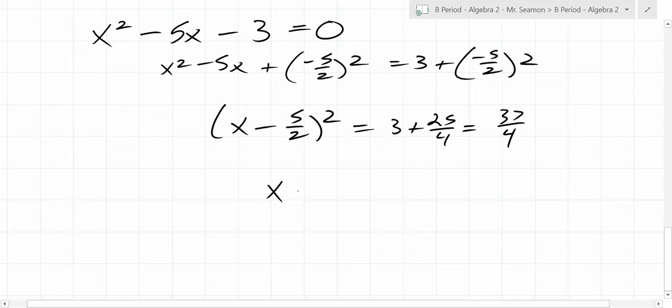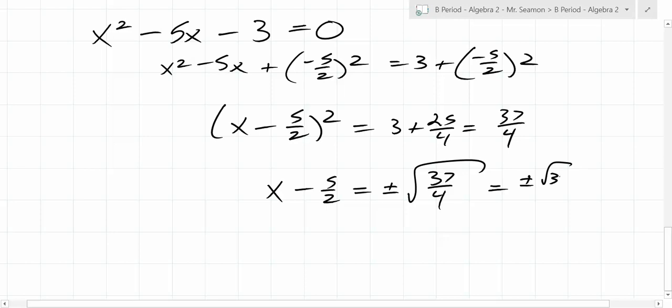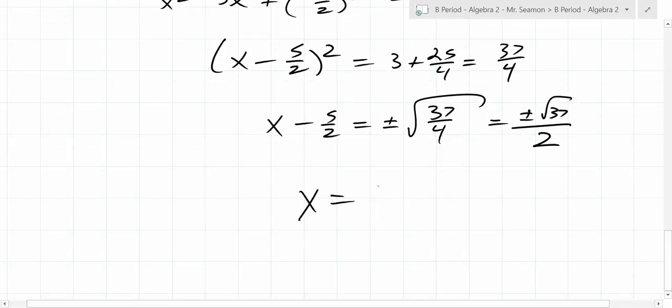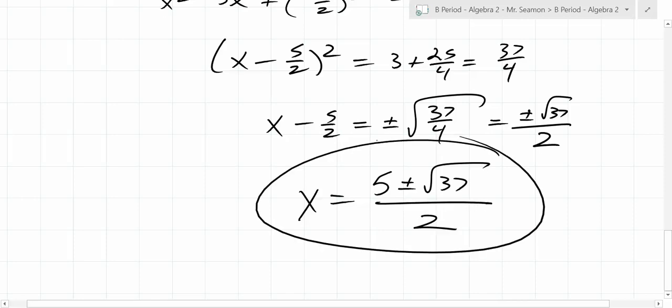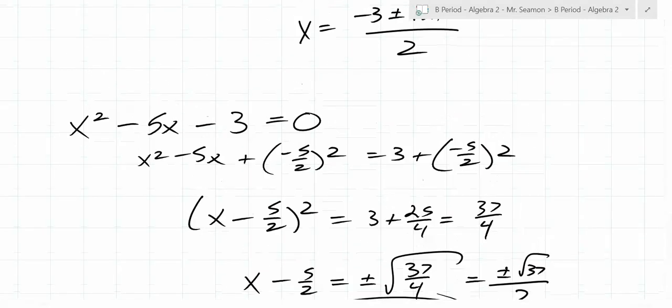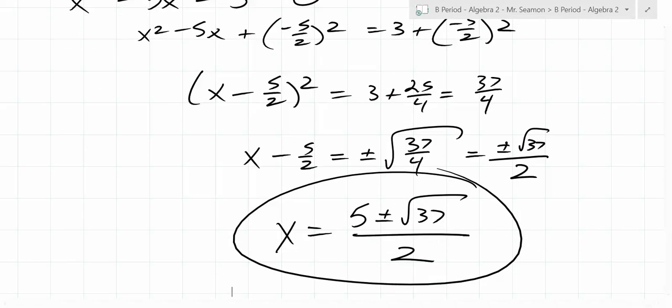So what do you end up with? X minus 5 over 2 is equal to plus or minus square root of 37 over 4. But that's plus or minus the square root of 37 all over what? 2. So what do you end up with? X equals 5 plus or minus the square root of 37 all over 2. There it is. Nice. Now, is this kind of an annoying method? Absolutely. But is it pretty much the exact same work every time? Yeah, that's the saving grace.